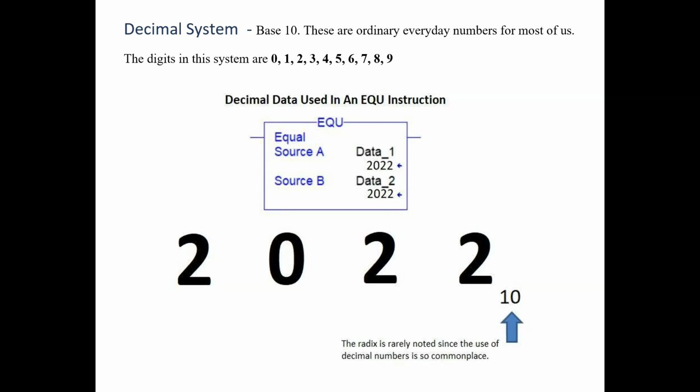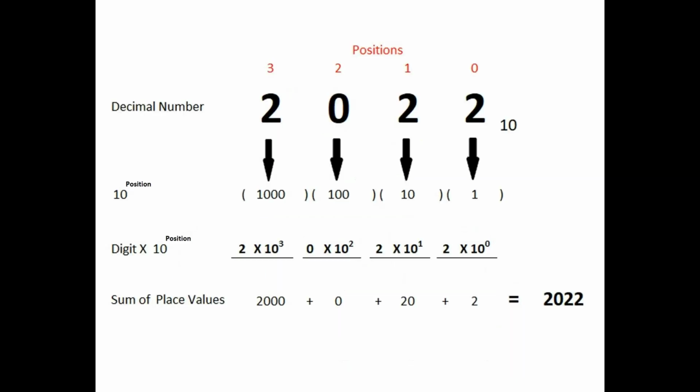2022 used in an instruction in a Control Logix PLC. It is an EQU instruction, and you will notice there is no notation in the instruction to identify it as a decimal number. And there rarely is, because decimal numbers are so common. And here's one more look at the place value for each position and how to extract the overall value of a number from that. But as far as decimal is concerned, you've seen enough of this.